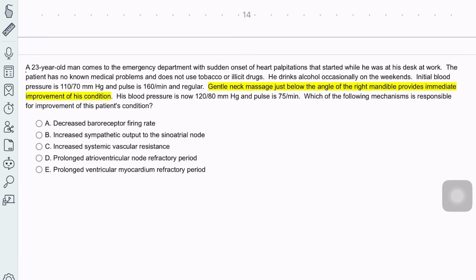A 23-year-old man comes to the emergency department with sudden onset of heart palpitation that started while he was at his desk at work. The patient has no known medical problem and does not use tobacco or illicit drugs. He drinks alcohol occasionally on the weekends. Initially, blood pressure is 110/70 and pulse is 160 per minute and regular. Gentle neck massage just below the angle of the right mandible provides immediate improvement for the condition. His blood pressure is now 120/80 and pulse is 75 per minute. Which of the following mechanism is responsible for improvement of the patient's condition?